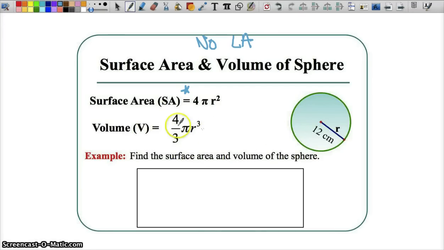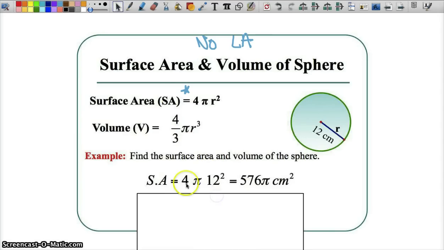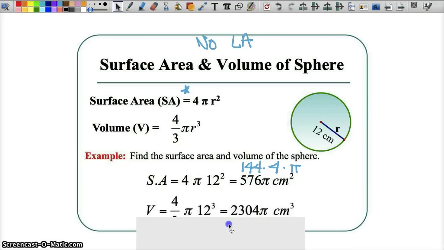So for this sphere here, if we wanted the surface area and the volume, we would start with plugging in our information. We have 4 pi, and then the radius, which is 12, and then square the 12. So we end up with 144 times 4 times pi. So we end up with 576 pi, and then it's centimeters squared because it's area. Now if we go to do our volume, 4/3 pi r, now this time it's cubed, so pi r cubed. So we end up with 2304 pi, and now centimeters cubed, and that would be our volume.